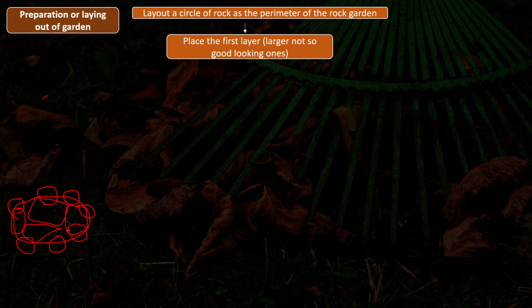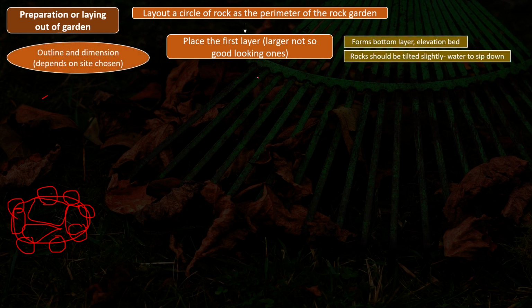So put all the larger not good looking ones at the base, right? Now why do we use larger ones? Because that forms the bottom layer and it will also be acting as an elevation bed. The larger rocks will raise the level of your bottom layer, and whatever rock you place should be tilted slightly so that water can seep down.